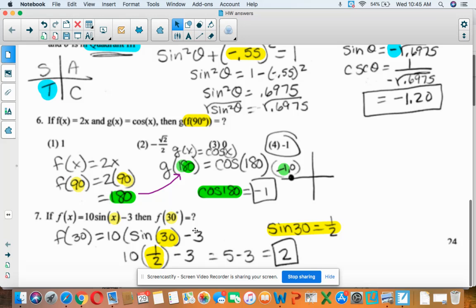And then number 7, I want to do f of 30. So I'm substituting in 30 for x. So f of 30 is 10 times sine of 30 minus 3. Sine of 30, we have that memorized, is equal to 1/2. 10 times 1/2 is 5, and 5 minus 3 is 2. Okay, so those are the answers to lesson 11-6.